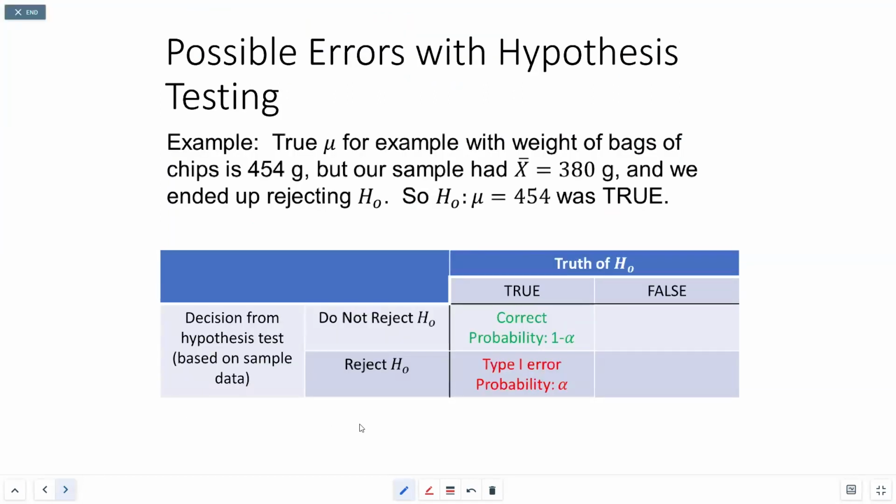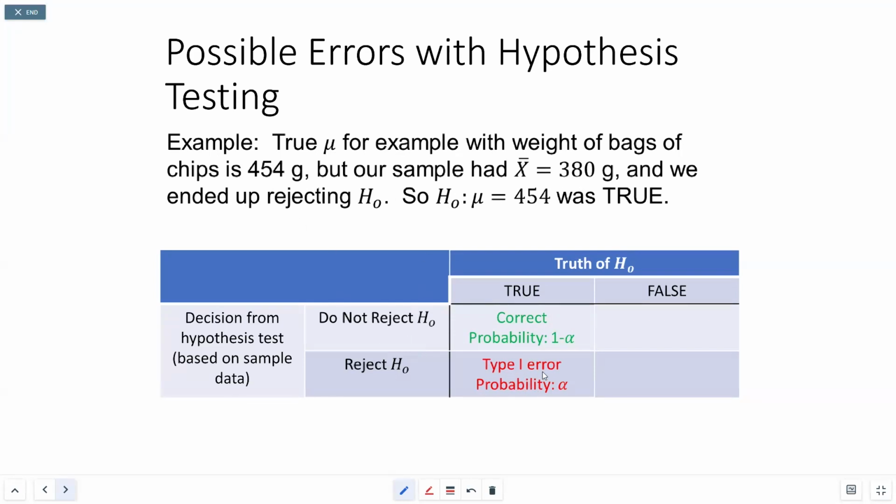Okay. You can be making some errors. I want to review the whole concept of errors in hypothesis testing. So first one is, let's say you have a true mu, for example, with the weight of the bags of chips is 454, but our sample had 380. And that was so far away from the 454 when we did the hypothesis test, we ended up rejecting the null. So the null, which was at mu equals 454, was true. Okay. But we rejected it.